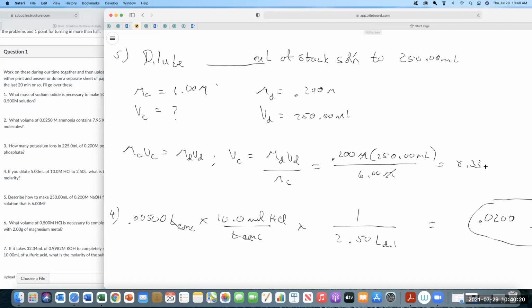And again, if I say describe, if you just write 8.33 mils, you're not going to get full credit. You don't have to write a paragraph, just something like I'm going to dilute. Think like if someone asked you, how do you do this? You wouldn't go 8.33 mils. You'd say dilute 8.33 mils to 250.